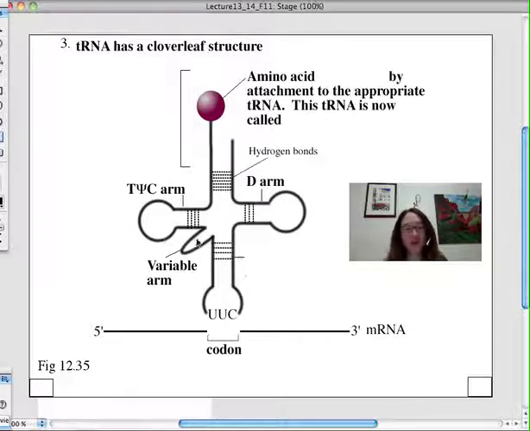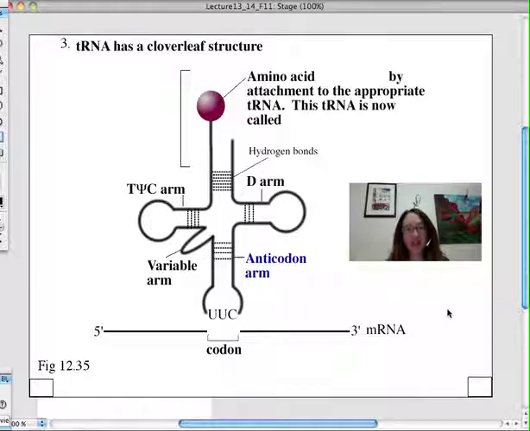There's also what we call a variable arm, and the variable arm, yes, does vary in length depending upon the tRNA. And then the most important arm, arguably, or maybe second most important, depending on how you look at it, is the anticodon arm. The anticodon arm, of course, is what does plug into the codon, so to speak. It's what recognizes the codon on the mRNA.